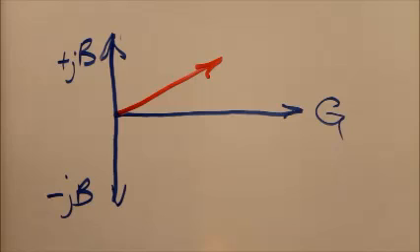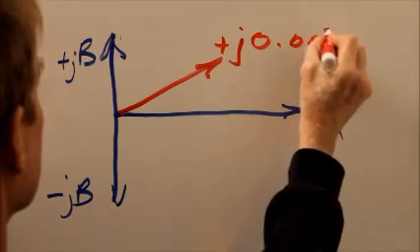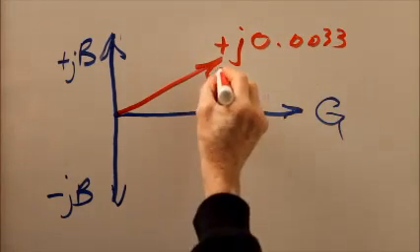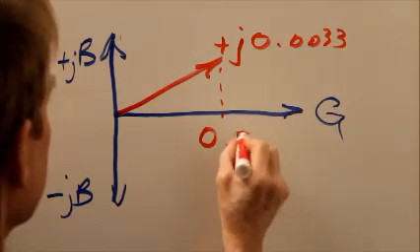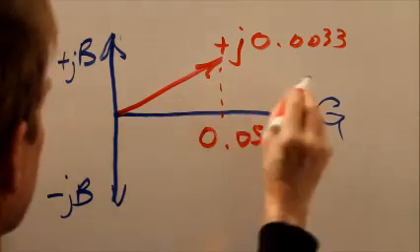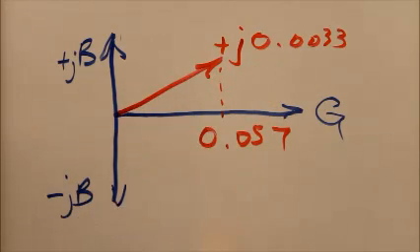If we use a Cartesian system where all of the increments are the same size, the j 0.0033 is a lot smaller than the G real number portion 0.057. So this arrow would point almost along the G-axis. It would be even flatter than what I've drawn here, but that's what we would get if we were to draw this in the complex admittance half plane.